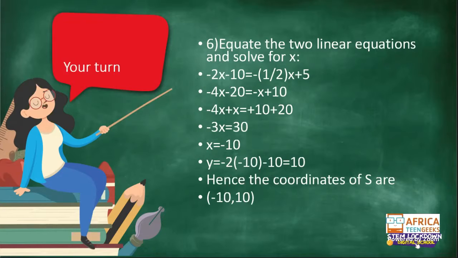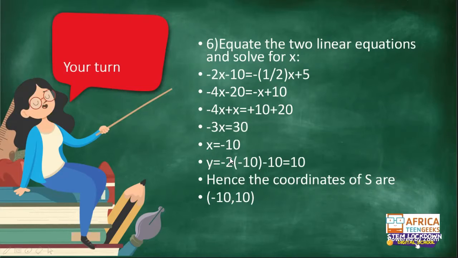And then grouping the like terms together, you're going to get -4x plus x equal to plus 10 plus 20, and -3x equal to 30. Therefore, x equal to -10. So once you have this x value, you can substitute into any of the tangent lines that you got. It doesn't matter.